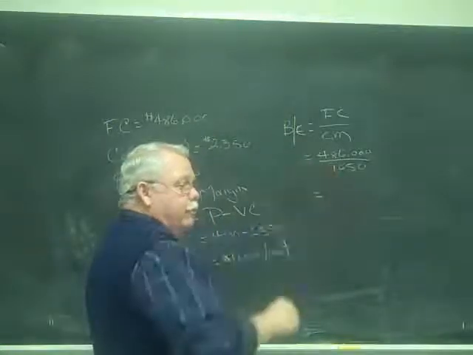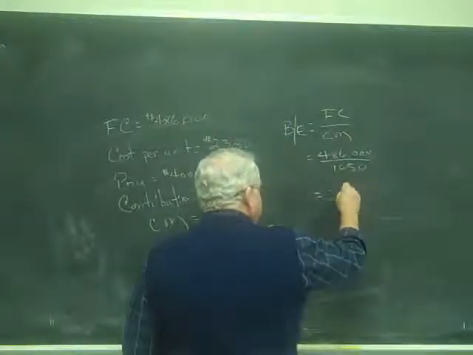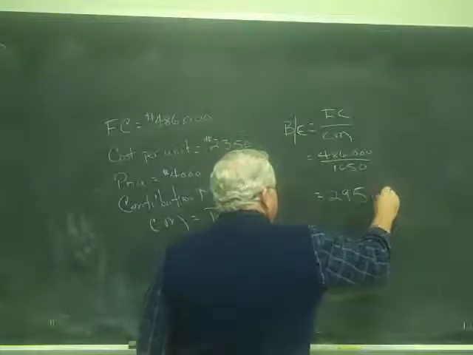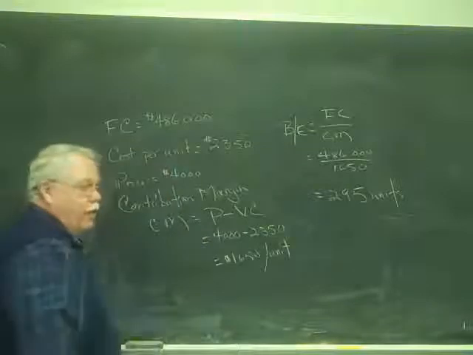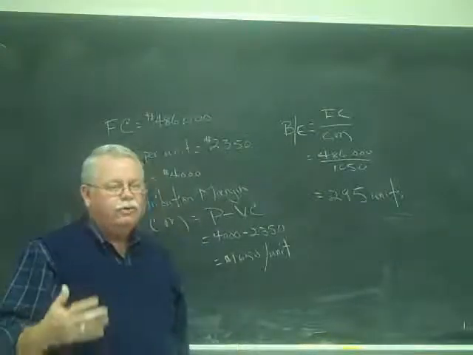Did you round up? Yep. Good. You always have to round up. You can't sell part of one. You can't sell it, but you can make it. All right. So I've got to sell 295 of these things just to break even.